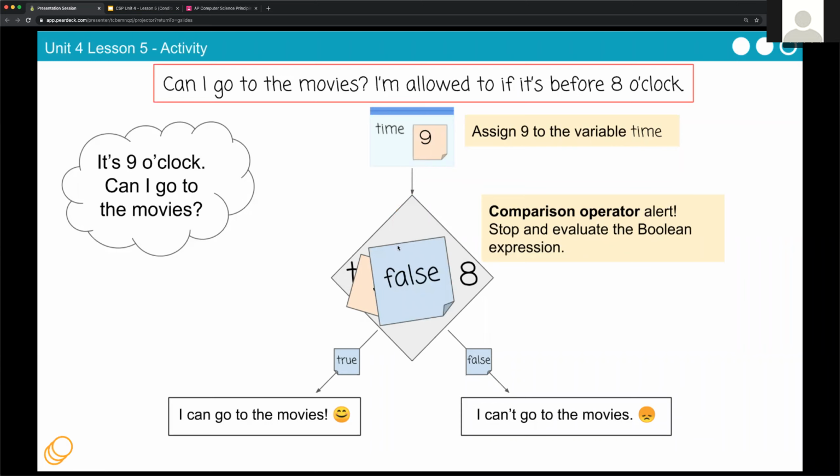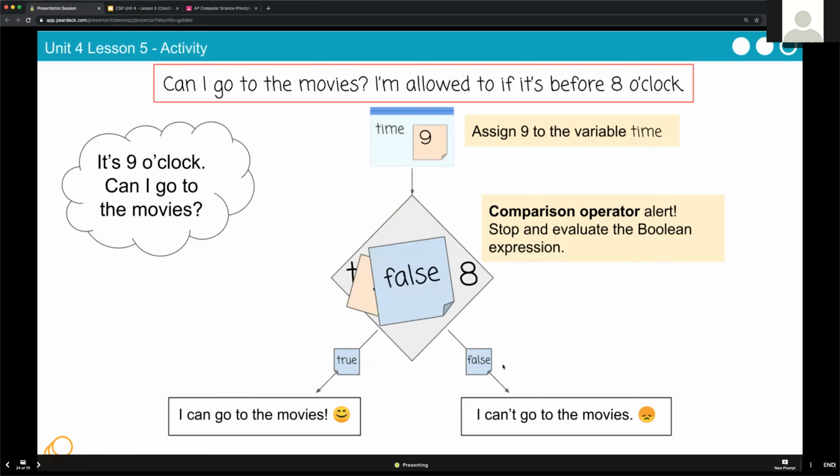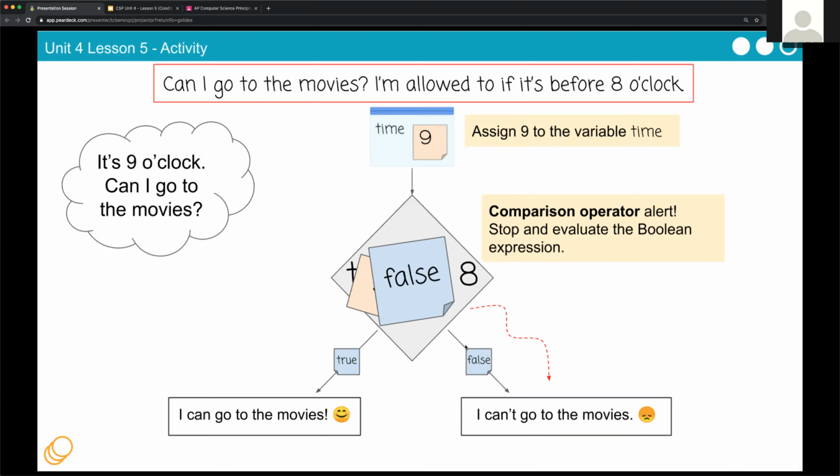So from there, we're going to look at the two branches here, and we see one is true and one is false. Well, we decided that our statement was false, so we're going to travel down that false branch in order to see what decision we're going to make. And that decision is, no, I can't go to the movies. Okay, so this is how computers look at decision making.